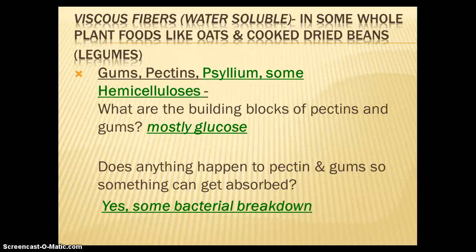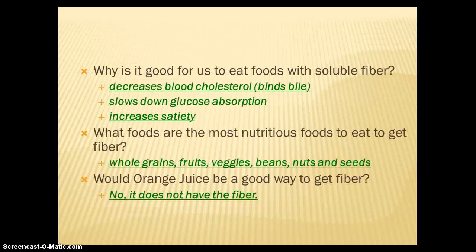What's interesting about these water-soluble fibers, like beans and oatmeal, is that if you eat them more frequently, the bacteria that break them down stay in your gut. They stay behind. So if you eat beans a couple days a week, those bacteria will stay behind, and the next time you eat beans, you won't get the side effects.